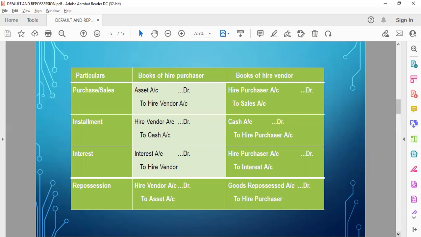Then interest. Interest account debit to hire vendor account in the books of hire purchaser. But in the books of hire vendor, hire purchaser account debit to interest account. Then repossession. In the books of hire purchaser, hire vendor account debit to asset account. But in the books of hire vendor, goods repossessed account debit to hire purchaser account.